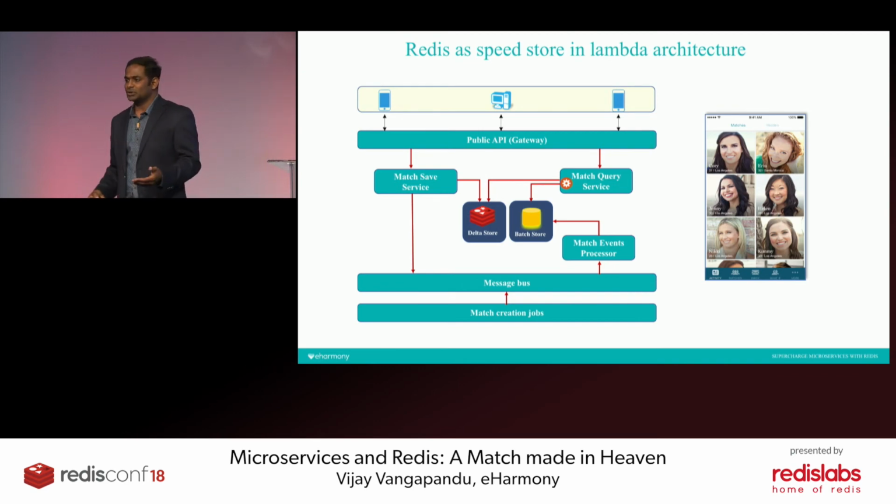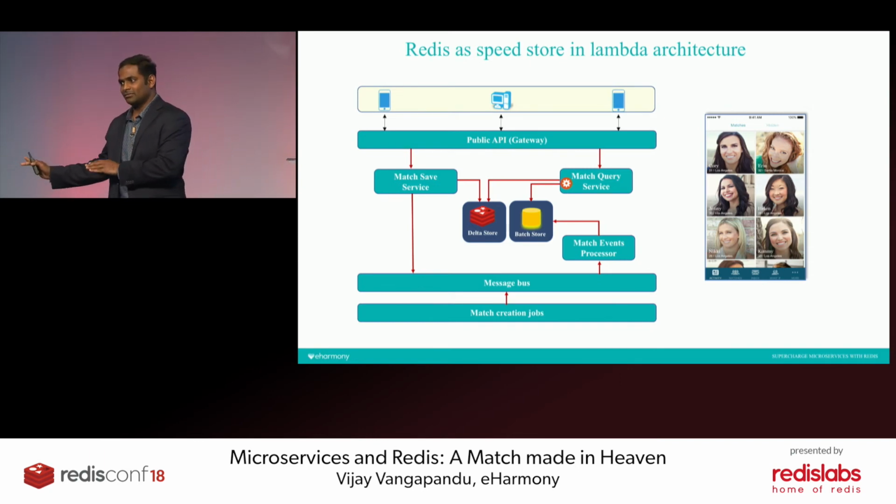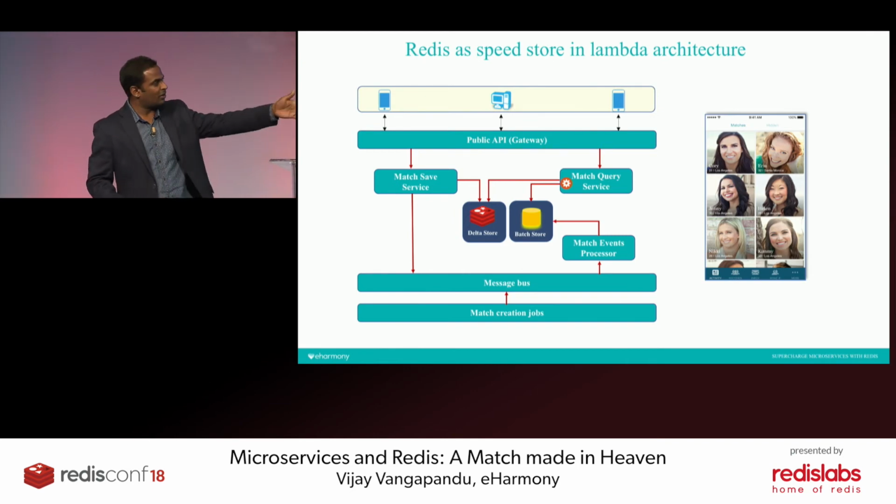So then we chose HBase. HBase is good for writes as a batch store. And then we chose Redis as the speed store. It's called Lambda architecture, and on the big data side people are pretty familiar with it, but we implemented it in the online system.